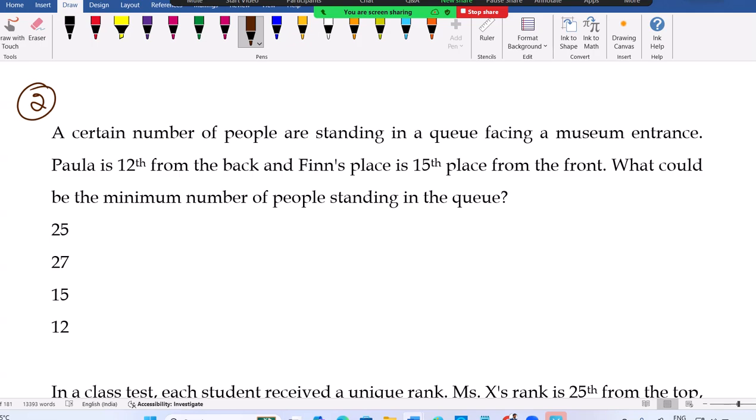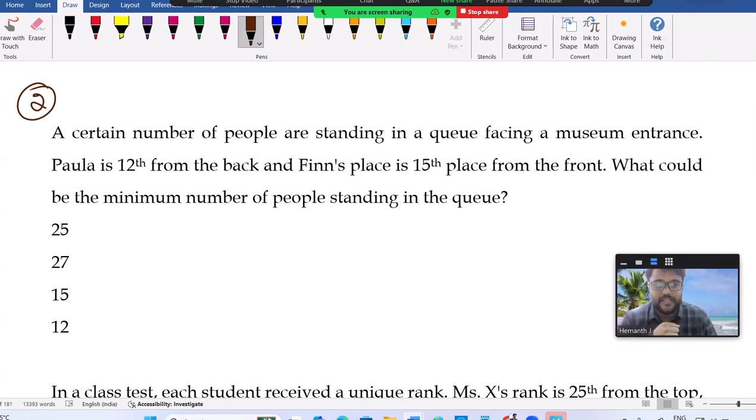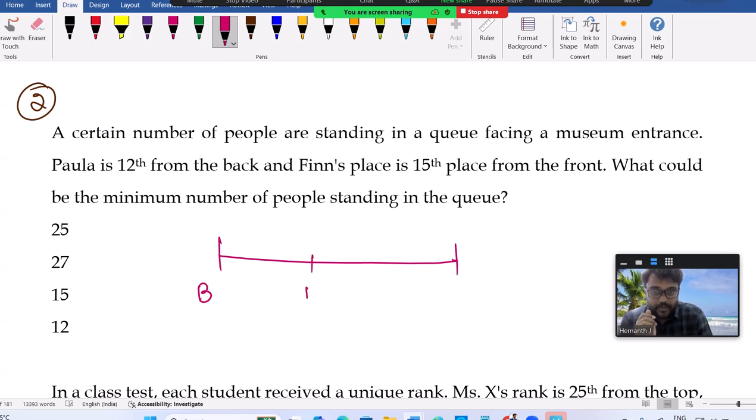A certain number of people are standing in a queue facing a museum entrance. Paula is 12th from the back and Finn is 15th place from the front. What could be the minimum number of people standing in the queue? How many minimum people are standing in the queue is the question actually. So if you observe the question, my dear friends, the minimum people you need to decide. Paula is 12th from the back. From the front, Finn is 15th, right?